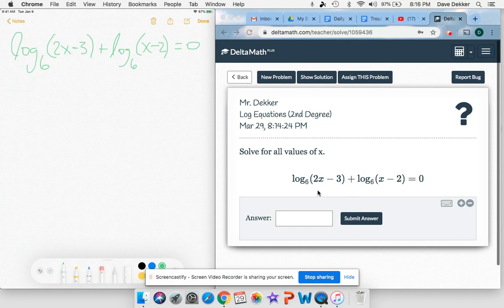So you can see the original here. Again, we're trying to solve for x. We still have a common base of 6. One thing that we notice here is that we are adding, so that means we're going to end up multiplying the parts of the log.